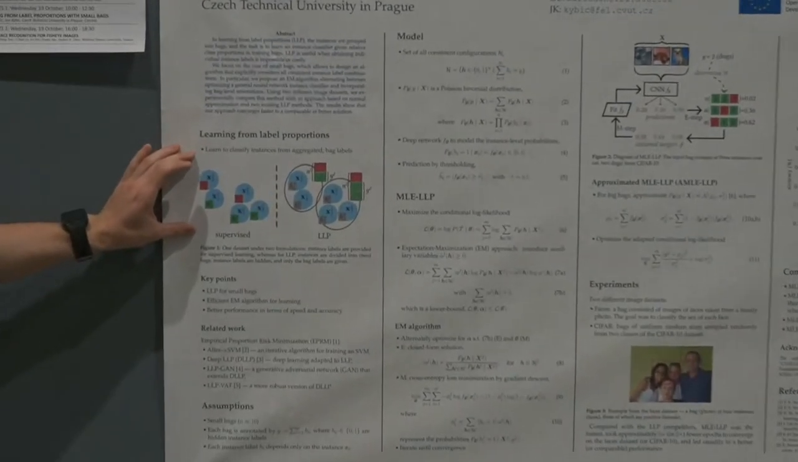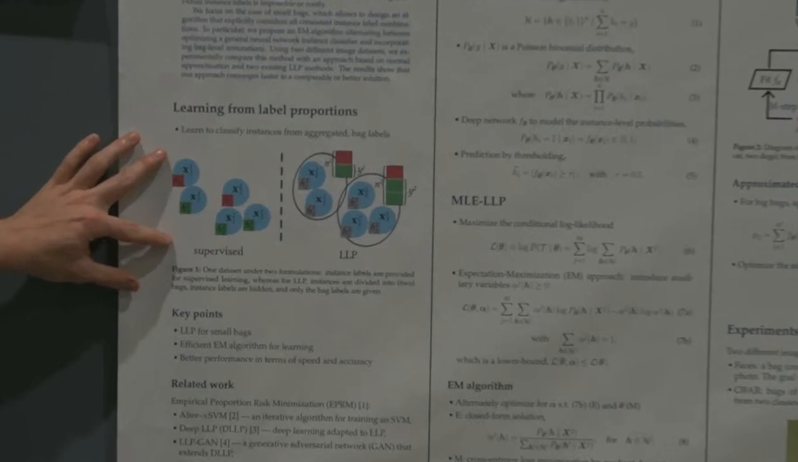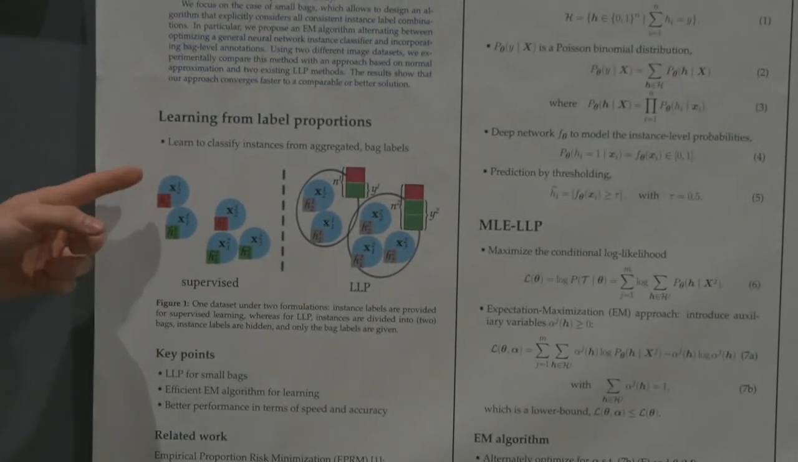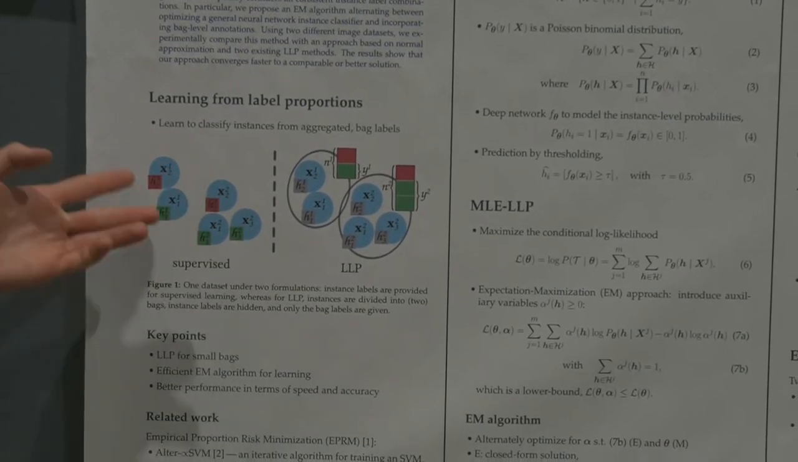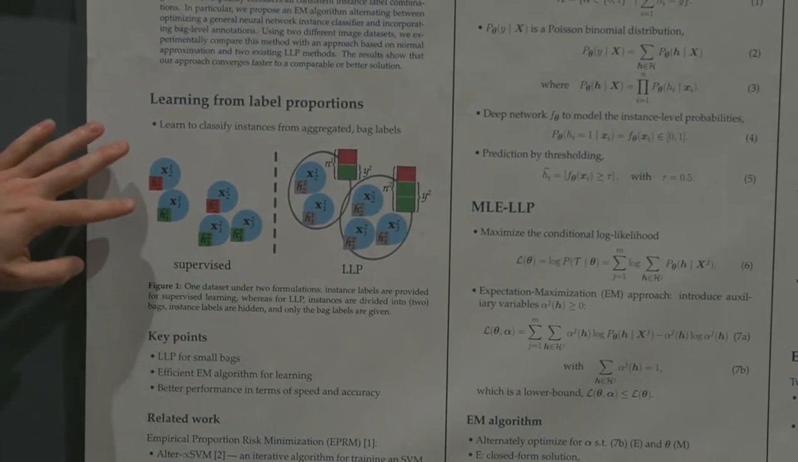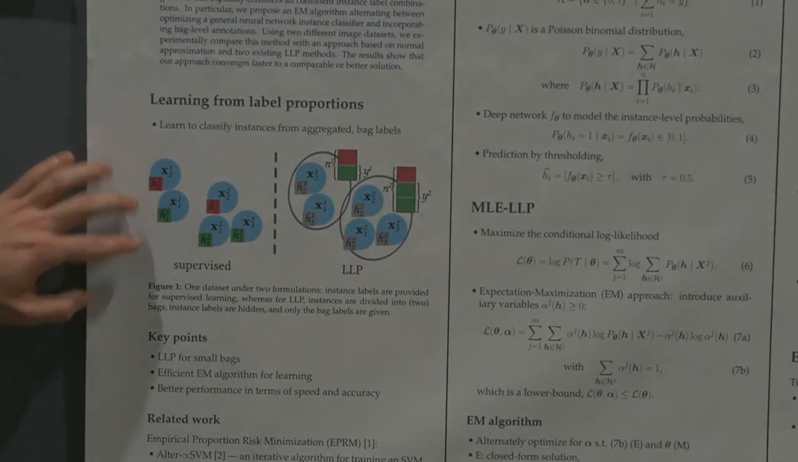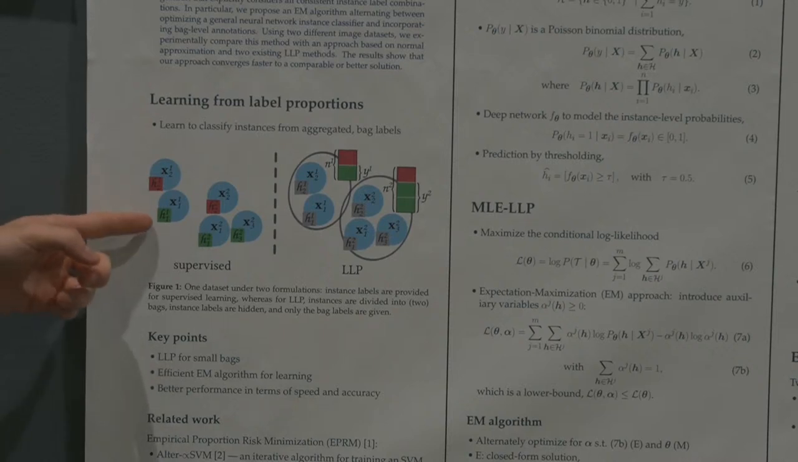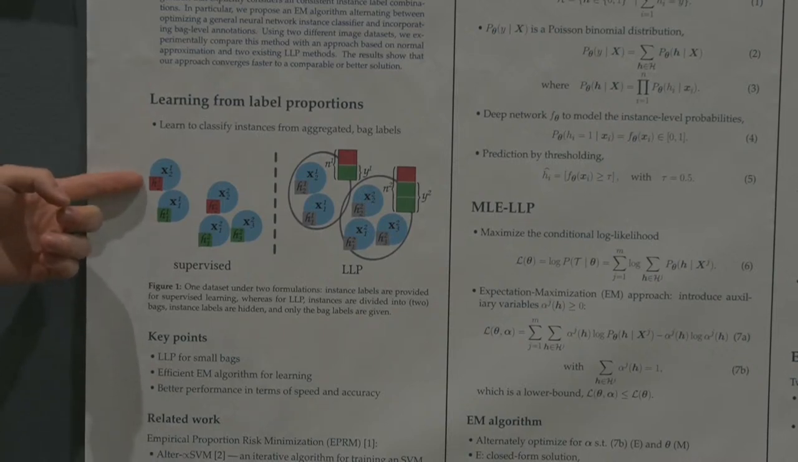This here illustrates the standard supervised learning. So we have some instances denoted by the blue balls, and each of the instances is labeled either positive, green, or negative, red.